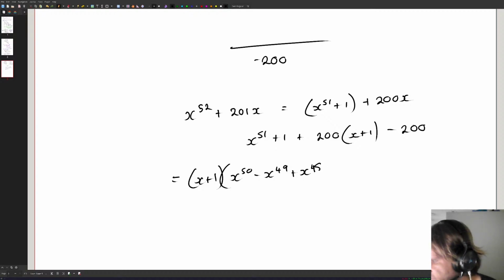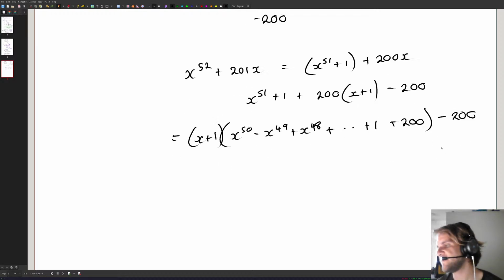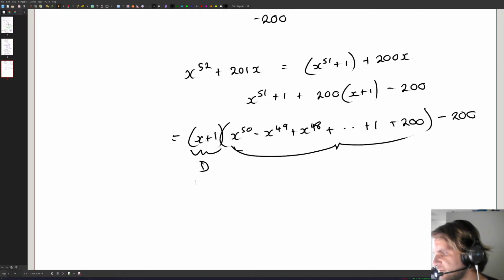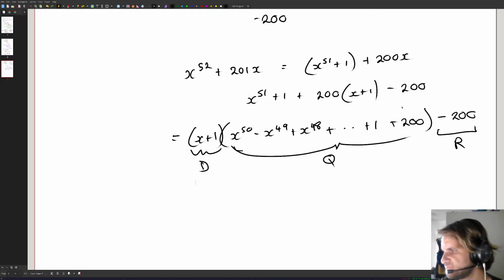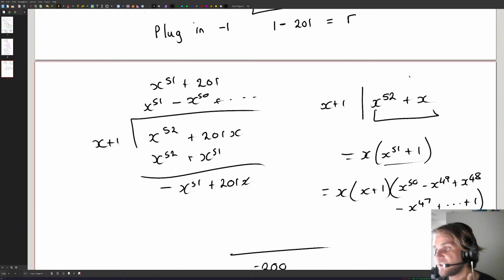X to the 48 and so on plus 1, and then plus 200, and then minus 200. So you can see that you don't have to work this out, but just as a demonstration that the theorem actually works. Here's our dividend, the thing we're dividing by. This horrible thing here is the quotient that we were promised exists, and here's the remainder. And yeah, if you did the long division the long way around, you would also get this.